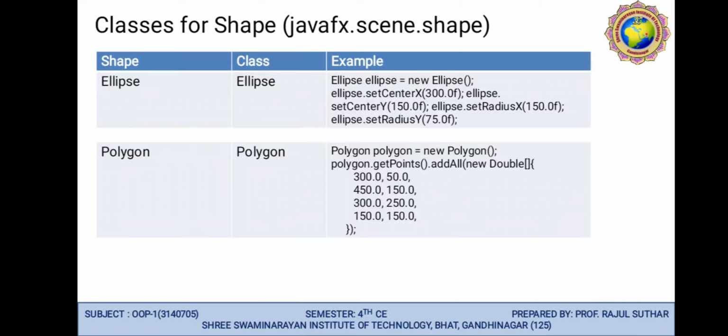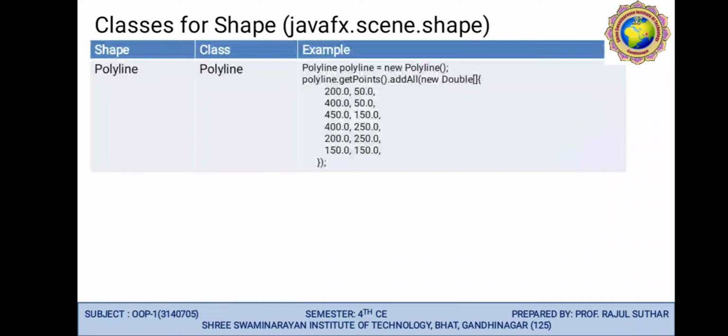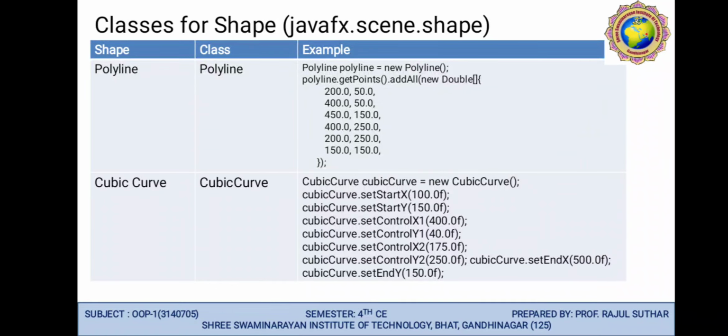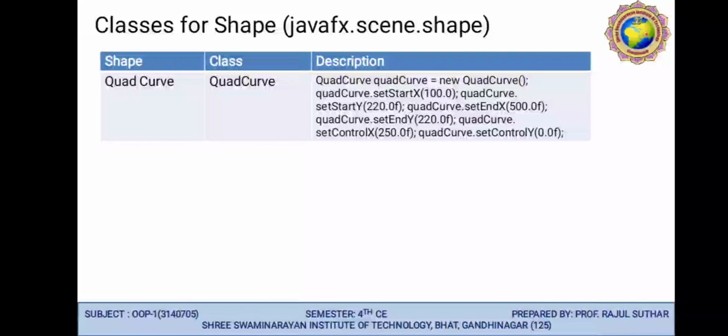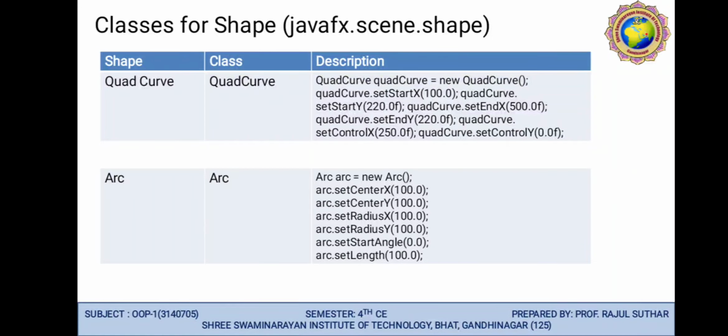This is the class of polygon. A polyline we can draw. So try this type of example by installing the JavaFX library in NetBeans. Cubic curve equals new CubicCurve, one object of a cubic curve. We can also draw the arc.